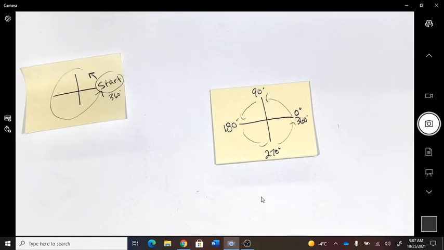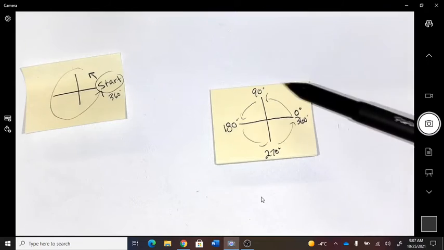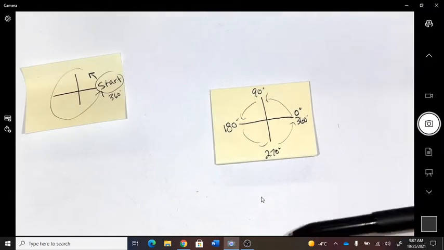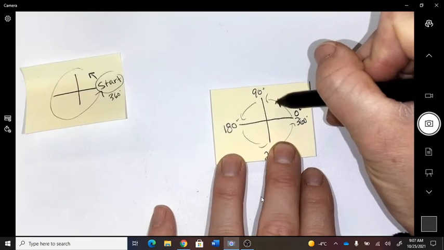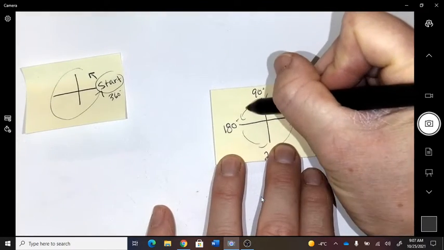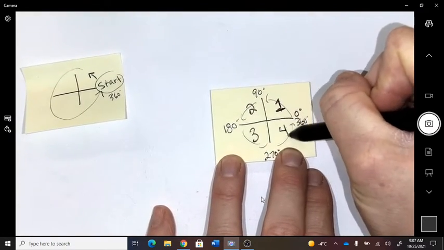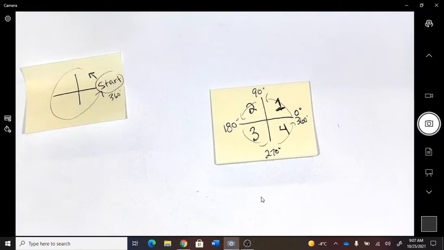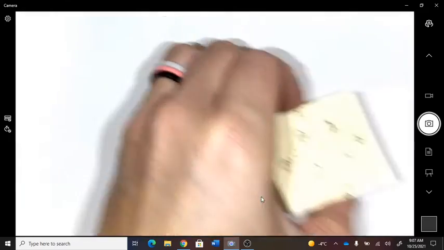Now when we graph, we always talk about quadrants. There's 4 quadrants in a graph. The quadrants are based off of these numbers. So this is quadrant 1, and then 2, 3, and 4. The quadrants follow the degrees. So as your degrees get bigger, your quadrants get bigger. And that's a basic trig graphing situation.